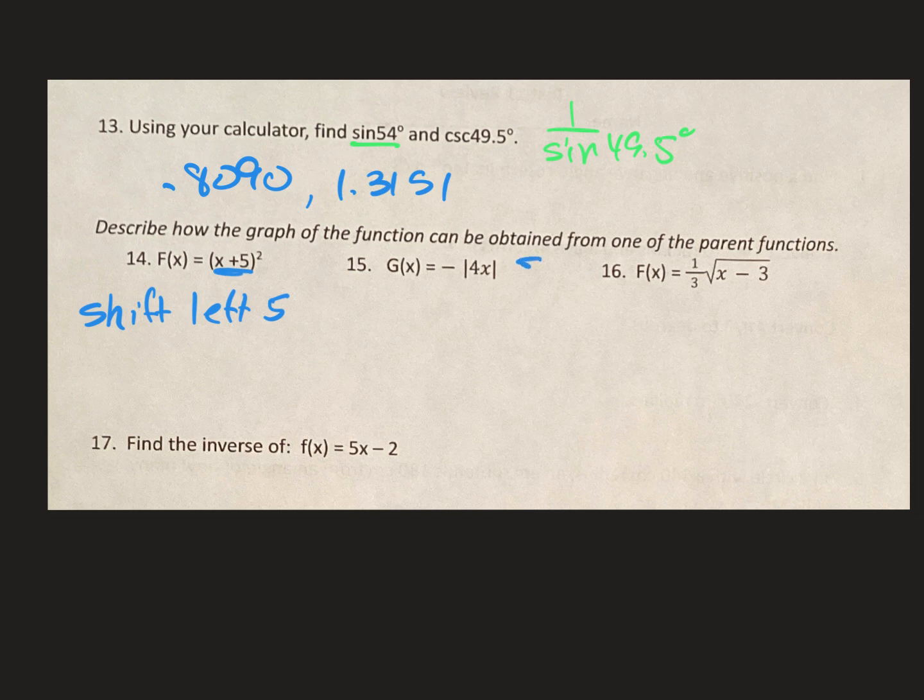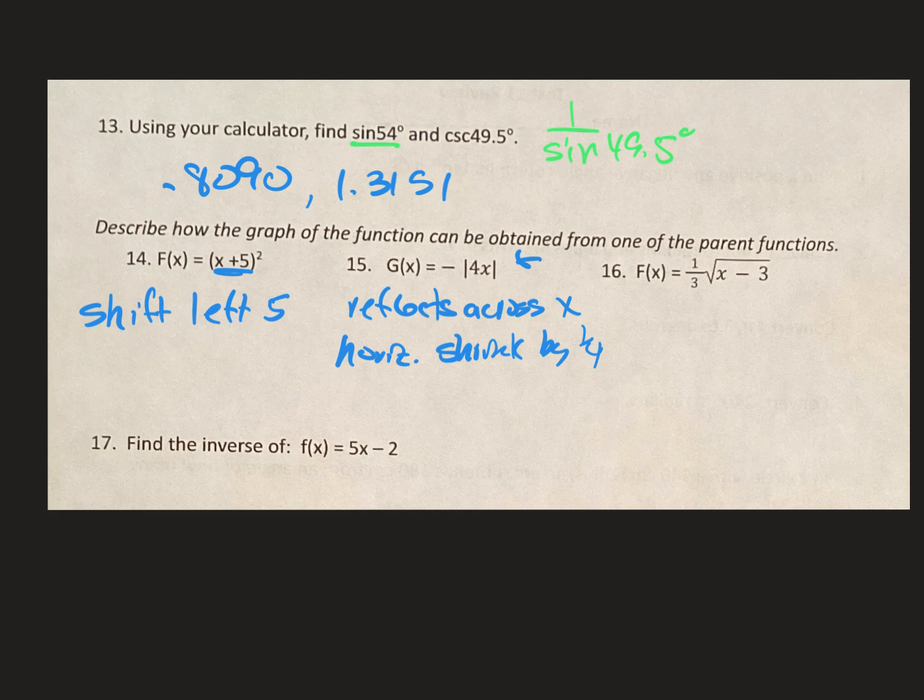This one, 15, has two things going on. It's got a negative in the front, that means it reflects across the x-axis. Also, there's a 4 inside, multiplied, and it's bigger than 1, so that means there's a horizontal shrink by the reciprocal. So I'm going to put by 1/4.